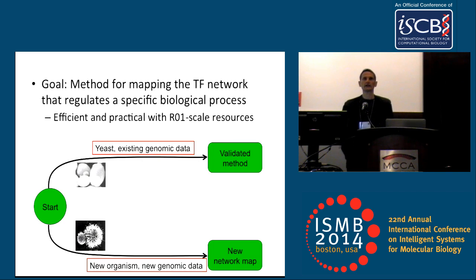We hear a lot about data sets that have been generated by top-down, high-budget genomics. But a few years ago, we set out to develop methods by which an individual lab interested in a specific biological process could map the transcriptional network that regulates that process using an R01 scale budget. And to do that, we took a two-pronged approach.